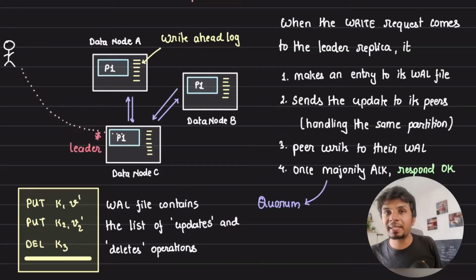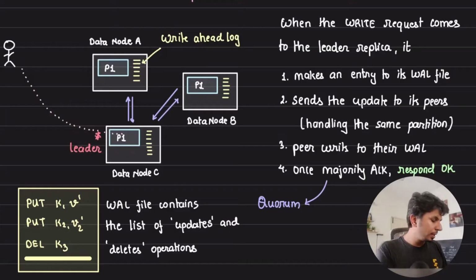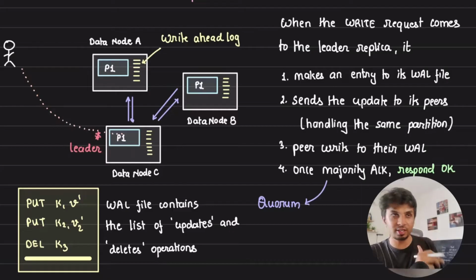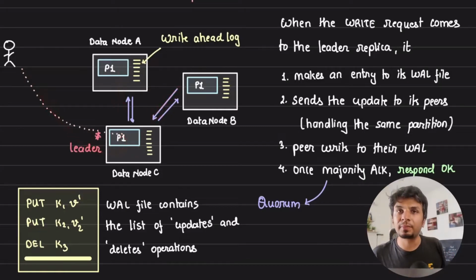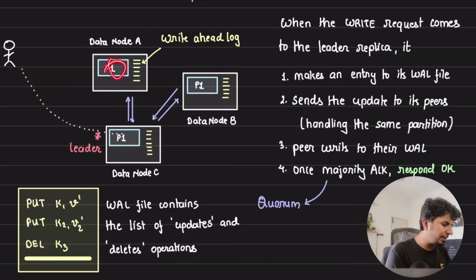So this is all happening synchronously. The request came in to data node C for partition P1, which is the leader. Here it makes an entry into its write ahead log file. Then it sends the request to data node A and data node B because they own the replicas of P1. Synchronously, your client is still waiting for a response. They make an entry into their corresponding write ahead log file and they respond back, done. And then data node C responds back to the client, write is successful. Then asynchronously, these data nodes would take the write and apply it over here.